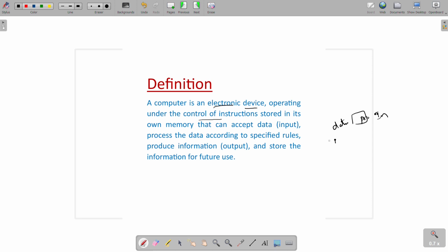The data we are giving is called input, then the process takes place inside the computer, and then it gives the information. That information is known as output. So this is the general definition of the computer. As you know well, it takes the input, processes it, and produces useful information.